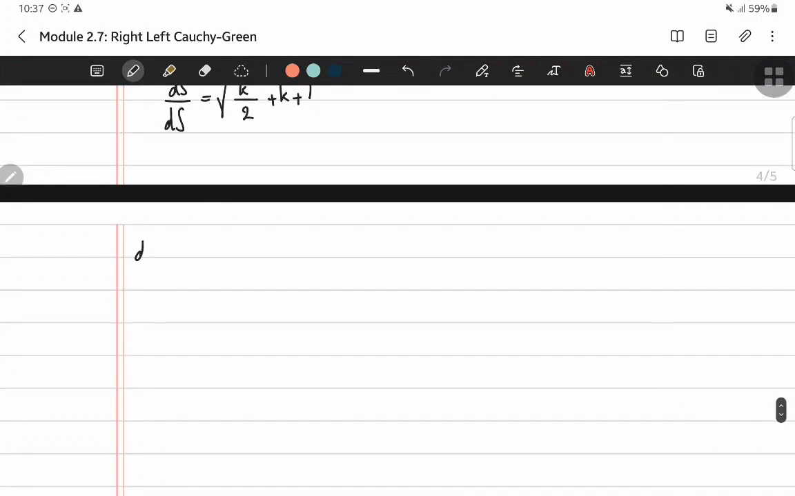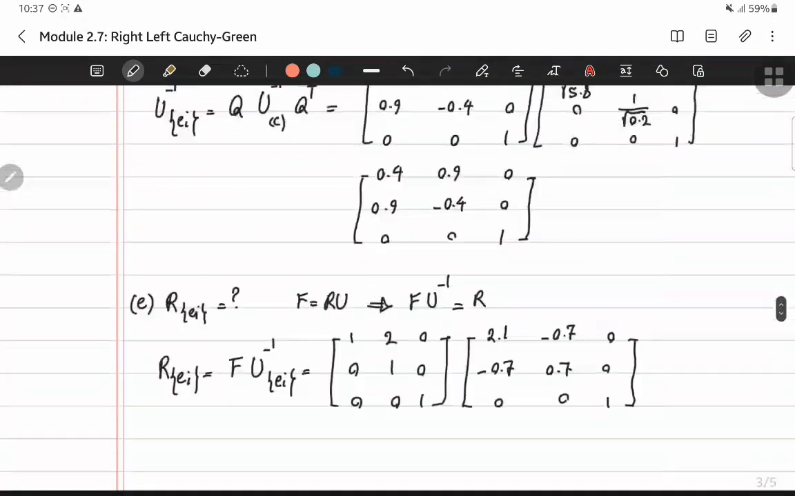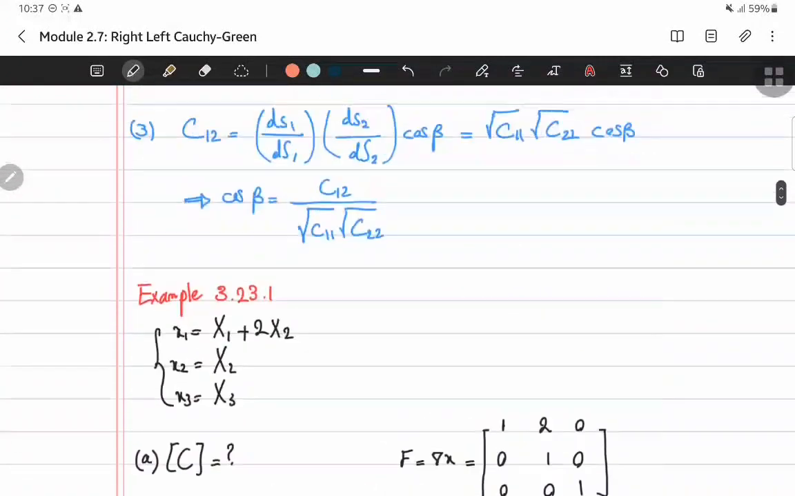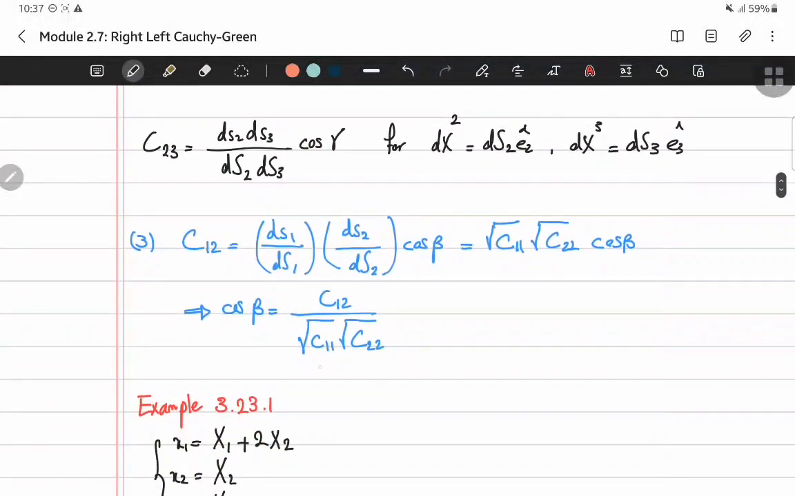And the book also asked for the angle between the directions E1 and E2. So if you remember from here, we derived this equation. We said that cosine beta is equal to C12 divided by square root of C11 and square root of C22.